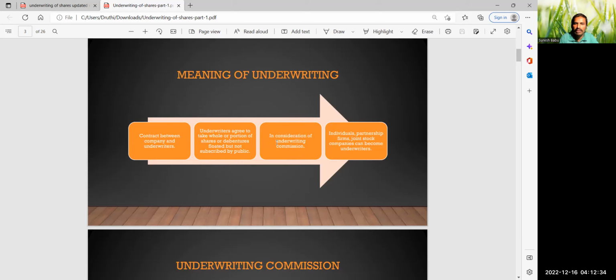It is a risk being taken by underwriters, right? So this is in consideration of underwriting commission, right? Who are underwriters? They may be individuals, partnership firms, or joint stock companies, which can become underwriters. Okay.